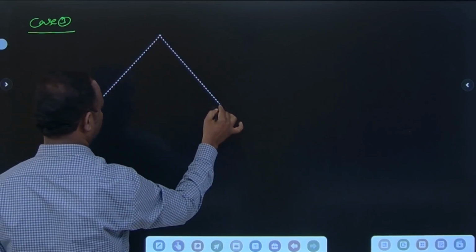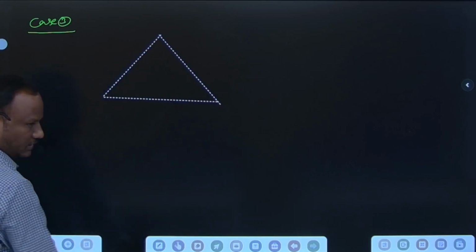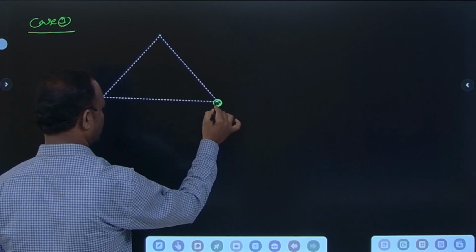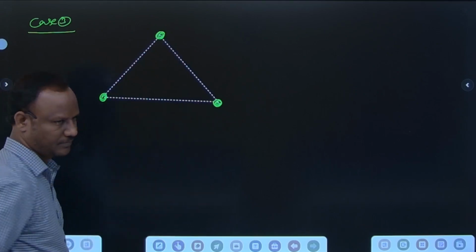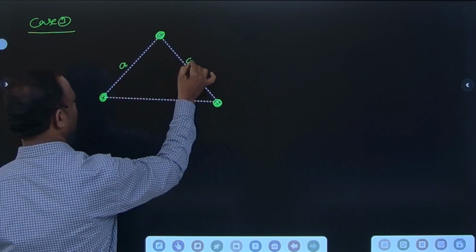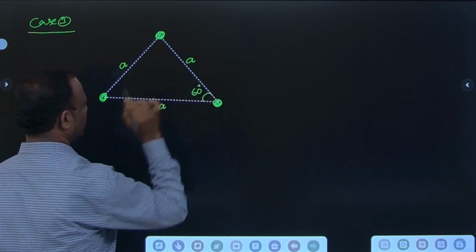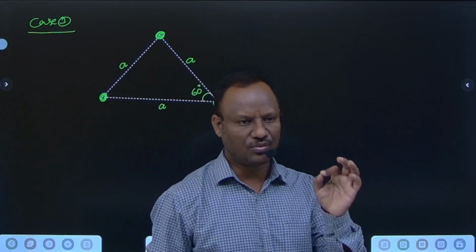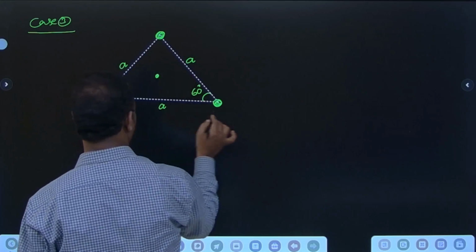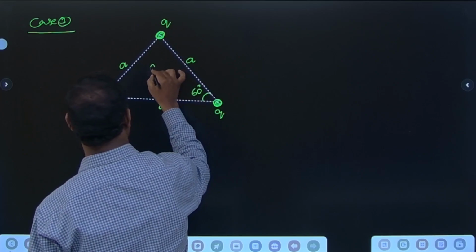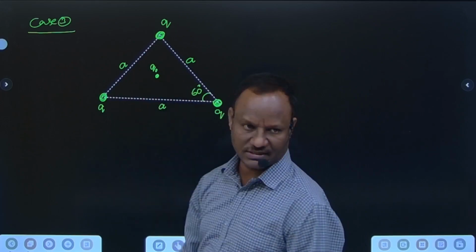3 charges are placed at the corners of an equilateral triangle. If you choose the first charge here, like this, next one. How many types of questions will be asked on this? Its side length is A. Equilateral triangle means the angle must be 60 degrees. First question: what is the net force at the centroid when a fourth charge is kept? Let it be Q naught. Fourth charge is kept. What is the net force at its centroid?